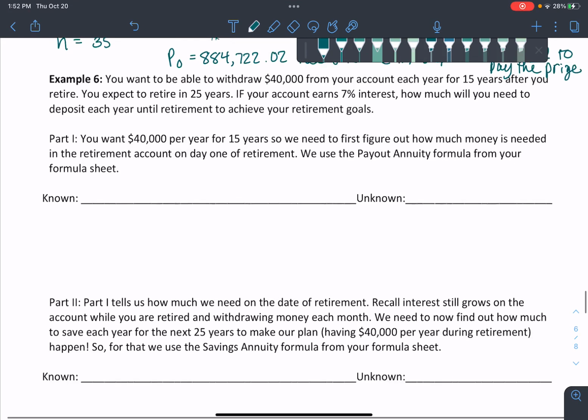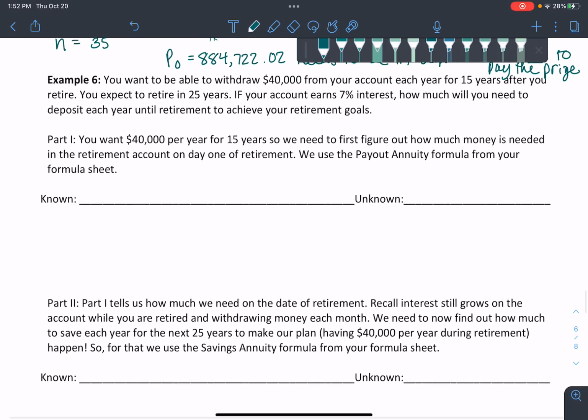Okay, so let's look up here. You want to withdraw $40,000 per year for 15 years. So we need to figure out how much is in the retirement account on day one of retirement, which is what we just said. So we're going to use the payout formula and figure out the initial amount, because in the payout formula, it's what's in there at the beginning of retirement.